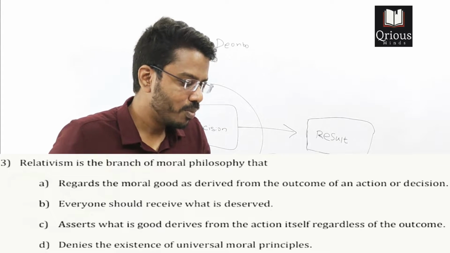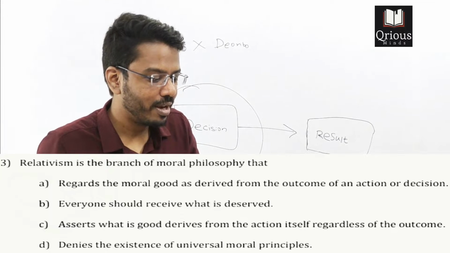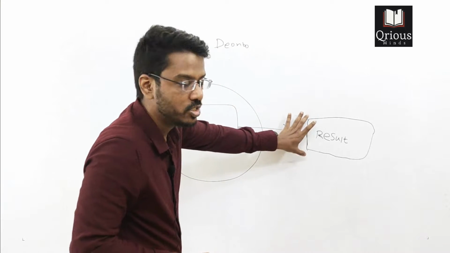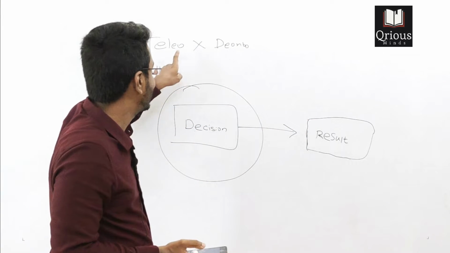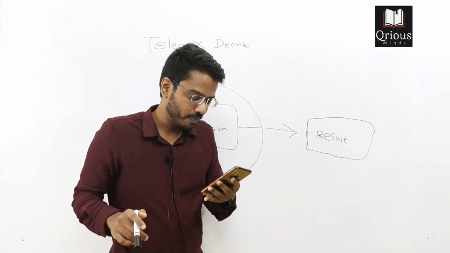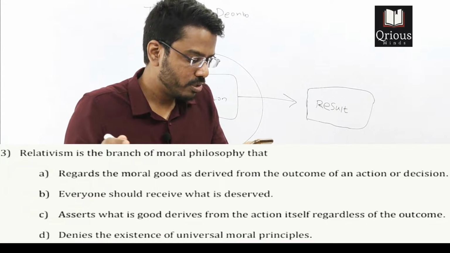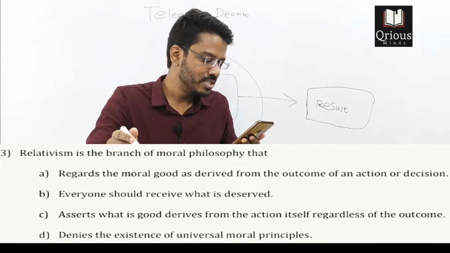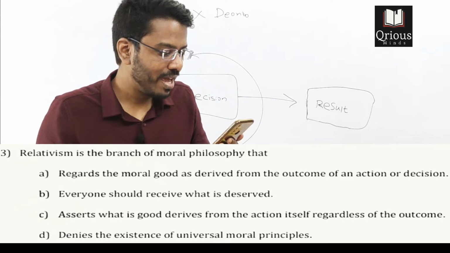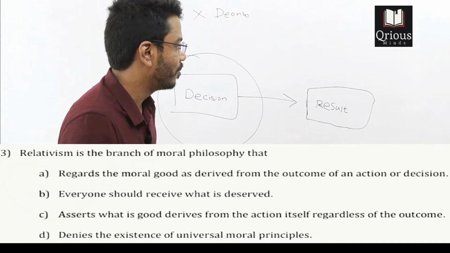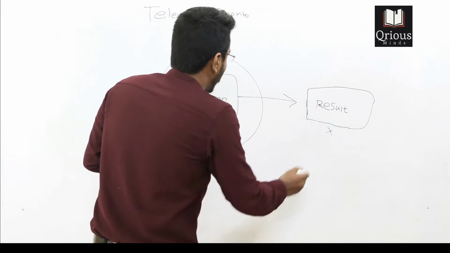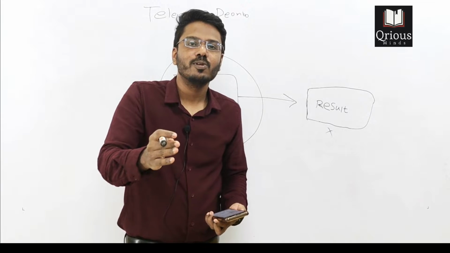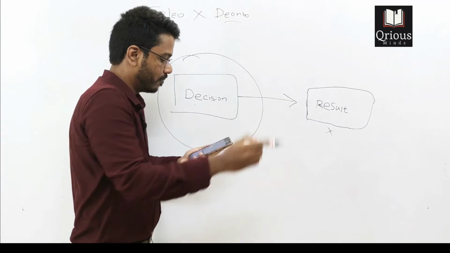Option A regards the moral good as derived from the outcome of an action or decision. If it is related to the outcome of an action or decision, then that moral philosophy I explained earlier is teleology. Option B, everyone should receive what is deserved. That is called justice, right? Option C asserts what is good derives from the action itself regardless of the outcome. If it does not consider the result and if it is only concerned about the decision or action, then that moral philosophy is called deontology.